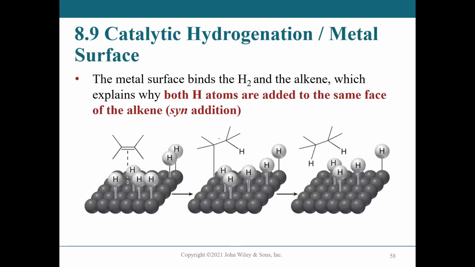And they show a good job here of how this catalyst works. Here's your platinum. All these round spheres are platinum. So the metal surface binds the H2 and the alkene, which explains why both hydrogen atoms are added to the same side.